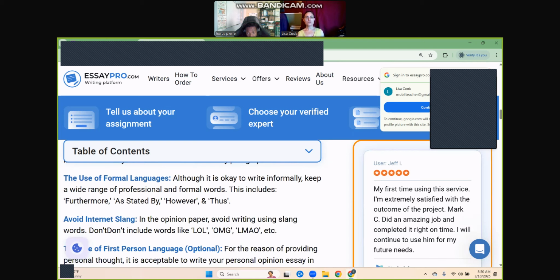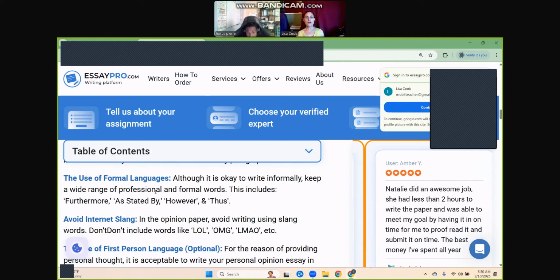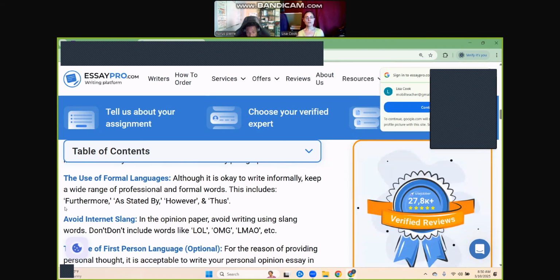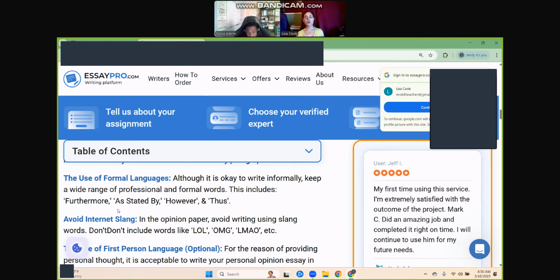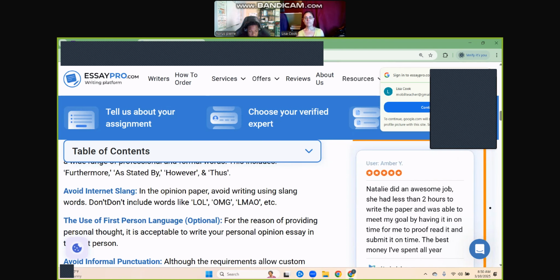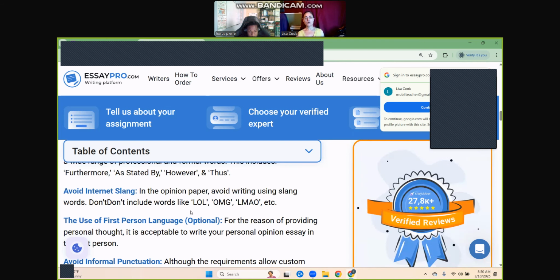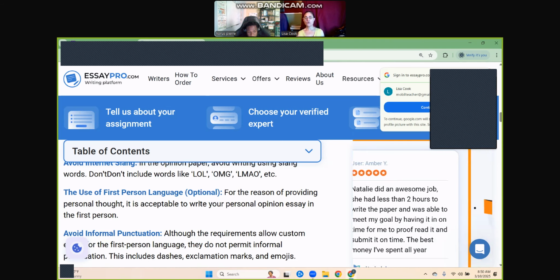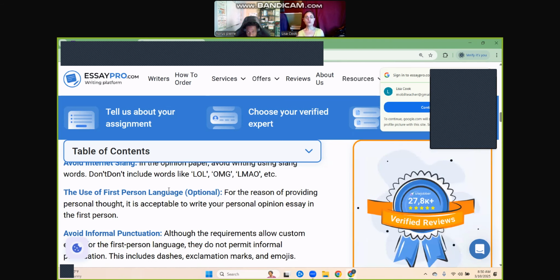Okay. Use of formal language. Although it is okay to write informally, keep a wide range of professional and formal words. This includes words like furthermore, as stated by, however, thus. Avoid internet slang, like the emojis. Use of first person language, using I. You could use I. Do you have to use I? No, but you could use it.